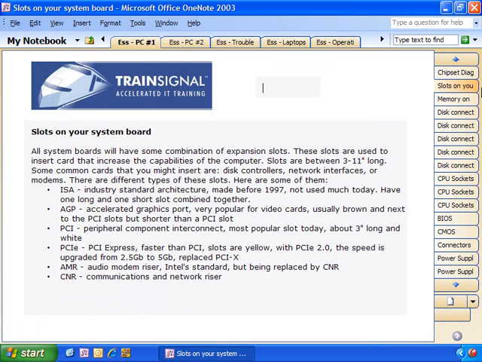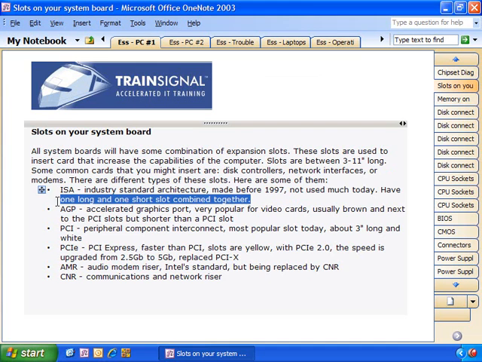Right now, let's review some of the slots that are on our motherboard. All motherboards have some combination of expansion slots. These slots are used to insert cards that increase the capabilities of the computer. The slots might be very small or they might be very long. Some common cards that you might insert are disk controllers, network interfaces, or modems. So here's some different slots. Some of these we've talked about, some of them we haven't, but let's review the ones that we've already talked about and learn a couple different new ones.